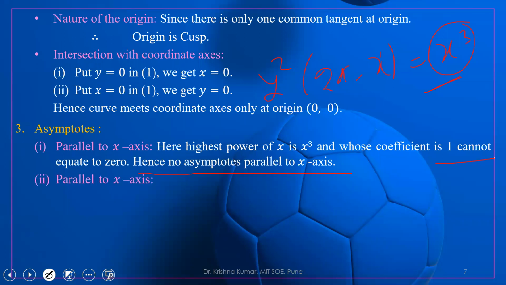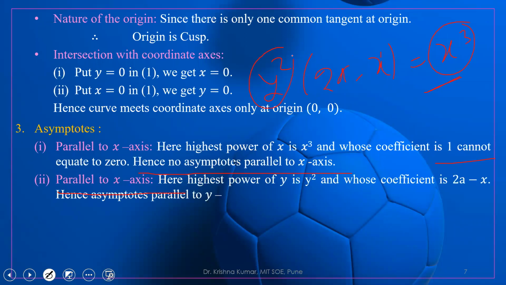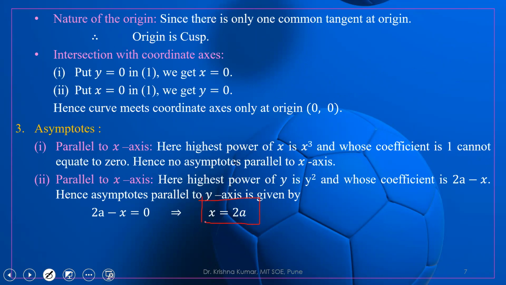Clearly, next is parallel to the y-axis. What is the highest power of y? It is y square. And what is its coefficient? It is 2a minus x. So let us put 2a minus x equal to 0. What we are getting, 2a minus x equal to 0 means x equal to 2a. So this x equal to 2a is what? It is the straight line which is parallel to the y-axis.